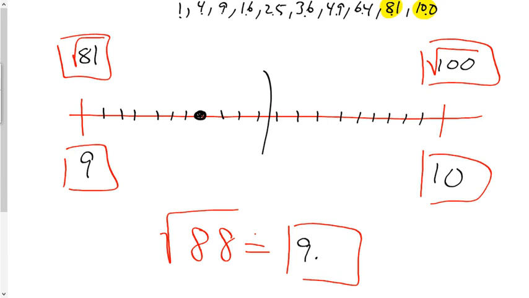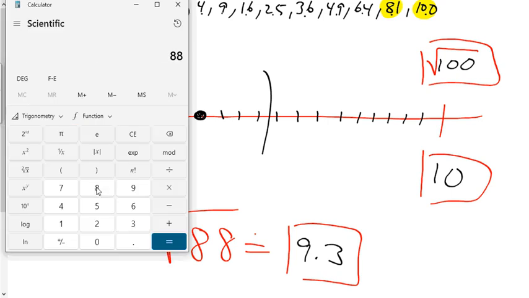9.4? How many said 9.3? Who said 9.4? Both are correct. I'm going to guess, I really want to say 9.3. I want to say 9.3. I have a feeling it's wrong. I think it's 9.4. Square root of 88.